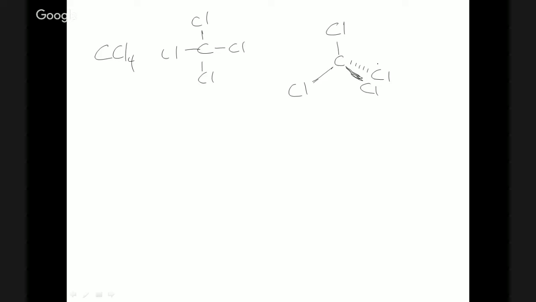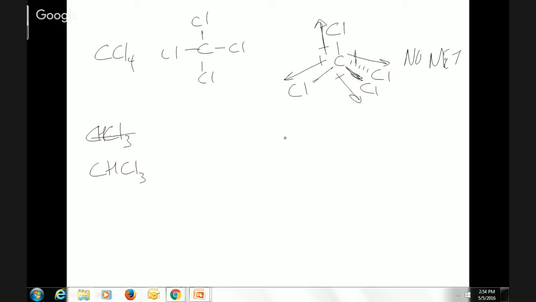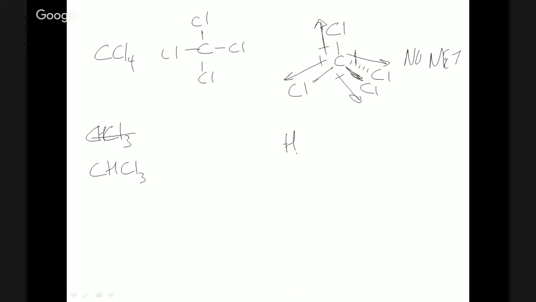What do we have? 4 carbon-chlorine bonds, all completely equidistant apart, and all the angles are the same, so therefore there is no net dipole. Carbon tetrachloride is a nonpolar molecule, a little deceptive. However, chloroform, CHCl3: again, we draw the Lewis structure and we come up with something like this for our 3-dimensional representation.